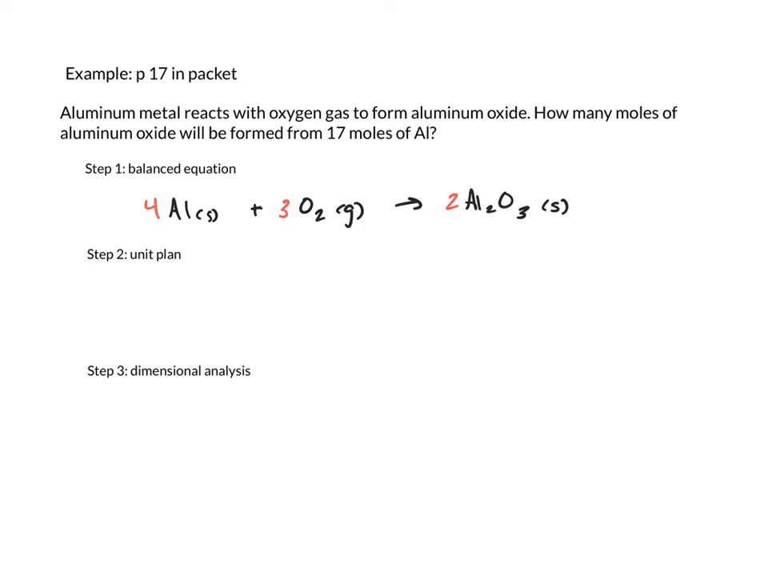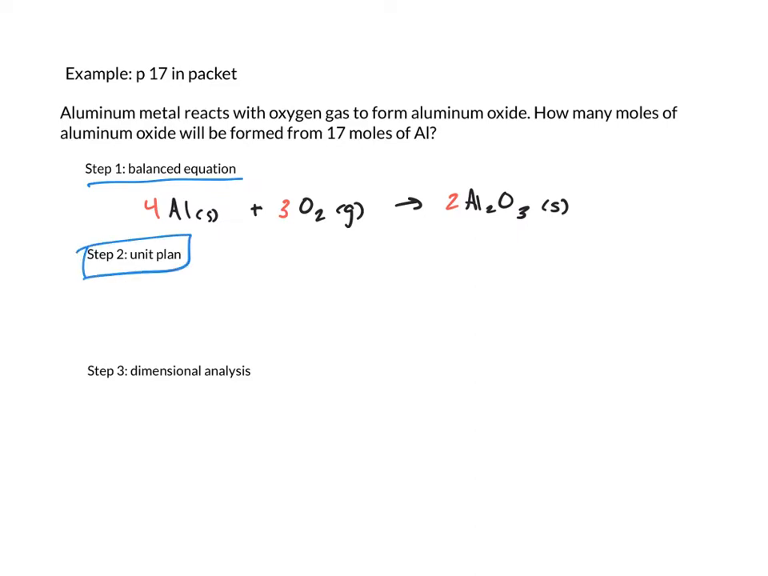Okay, so we're looking at the reaction of aluminum with oxygen to form aluminum oxide. And I want to know how many moles of aluminum oxide I can form from 17 moles of aluminum. So the first step in any stoichiometry problem is, let's start with a balanced equation. In this case, I've given you the balanced equation, which is there below, and it's in your packet, right?